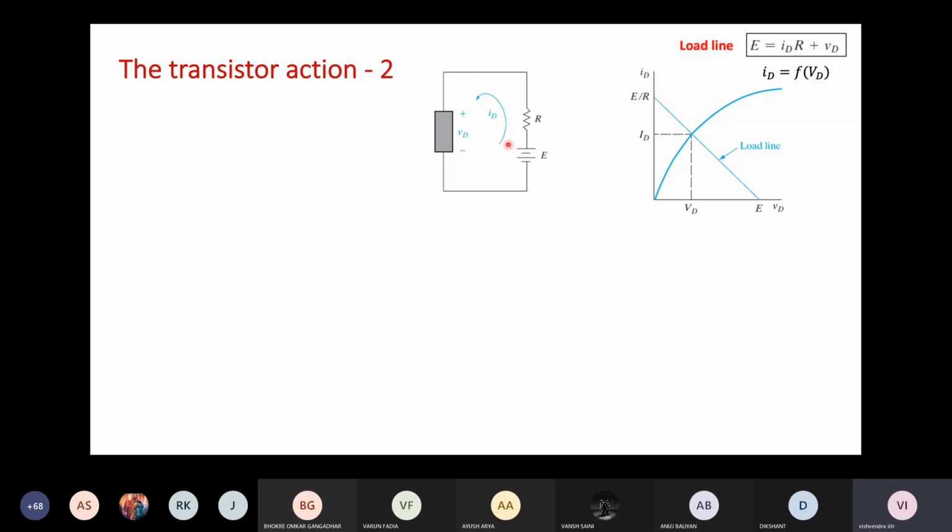The circuit needs to satisfy two constraints. One is the load line constraint and the second is the device constraint, and the intersection of these two constraints will be the solution for the current and voltage in this circuit.